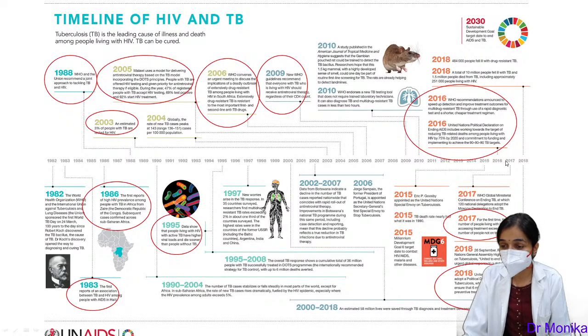In 2016, several recommendations were made by WHO to speed up detection and improve treatment outcomes in MDR-TB, using rapid diagnostic tests which are shorter and cheaper. In 2016, the United Nations Declaration on Ending AIDS included a target of reducing TB-related deaths among people living with HIV by 75%. In 2017, for the first time, the number of people living with HIV accessing treatment exceeded the number of people not on treatment. In 2018, the United Nations General Assembly adopted a political declaration on the fight against TB.